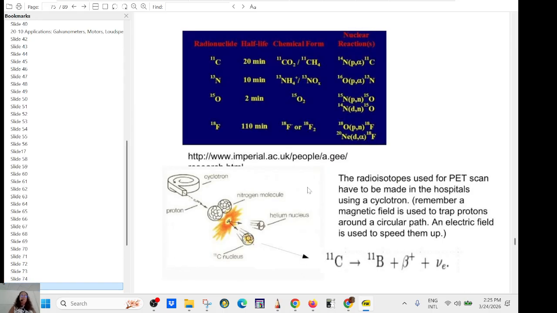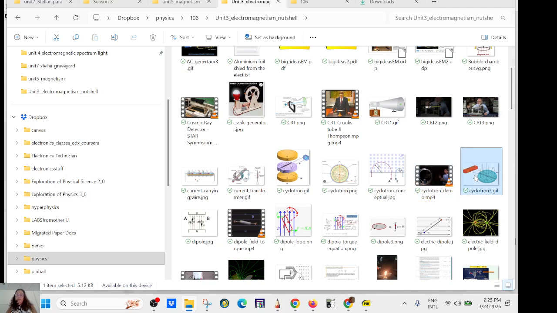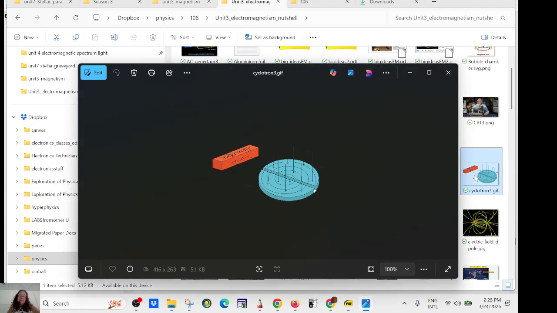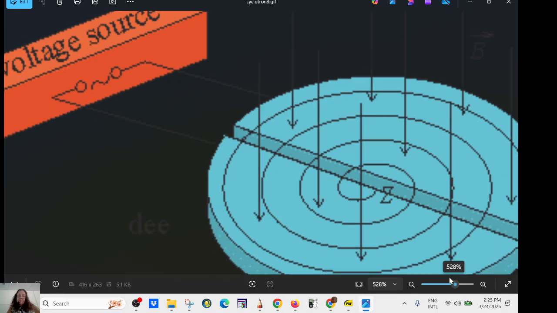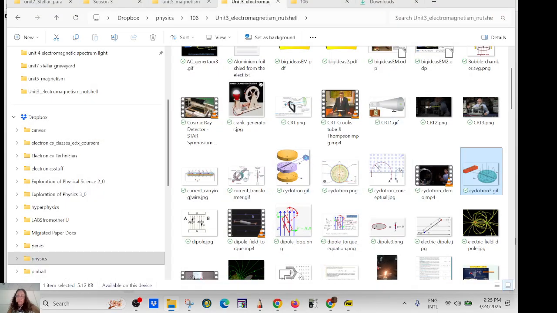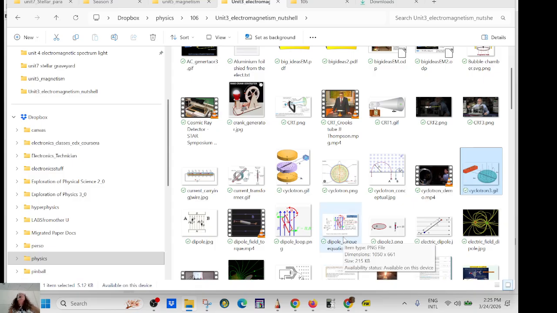Okay, so this is called a cyclotron. I have a simulation, but I don't know where it goes. Here, maybe here, yes.